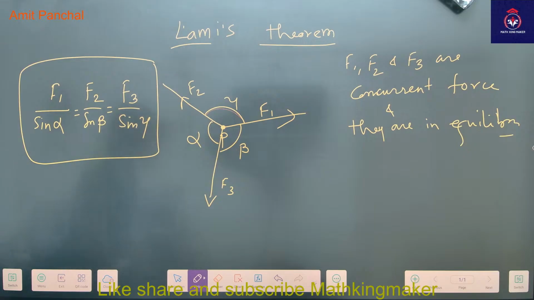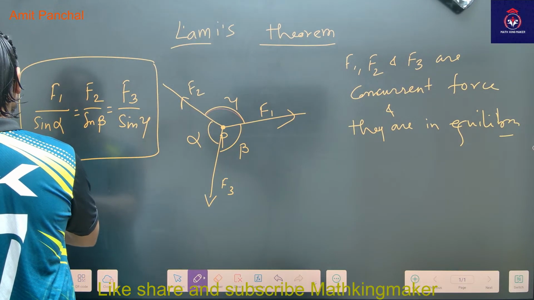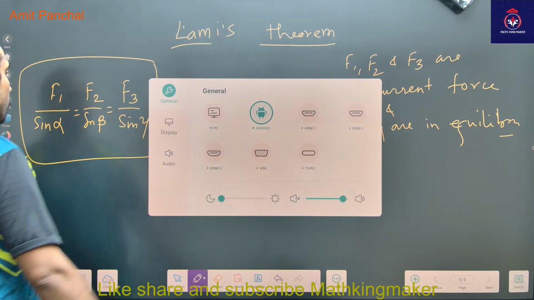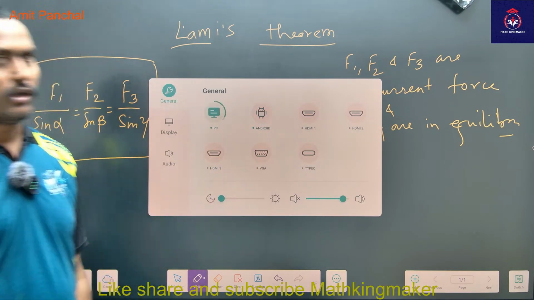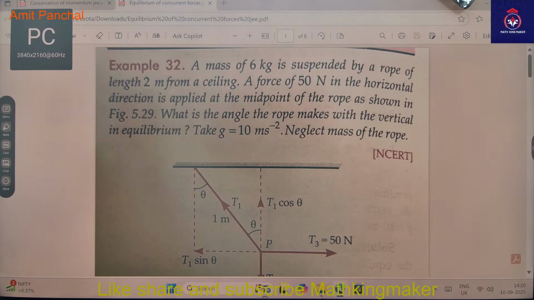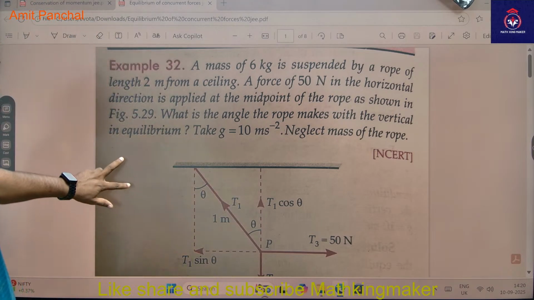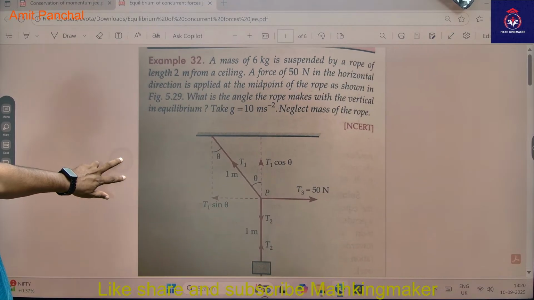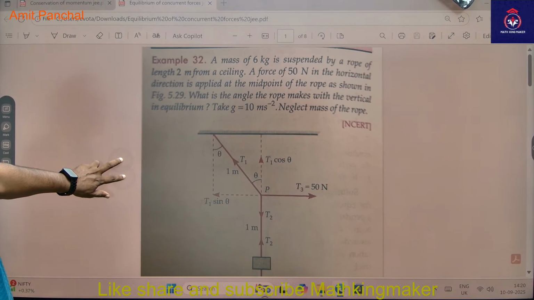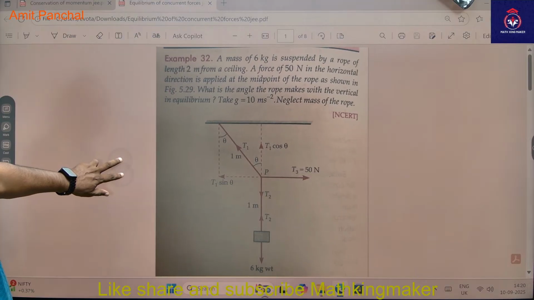Okay. So now we'll do some questions, then you will understand how Lami's theorem works and how equilibrium of concurrent forces works. So we'll take one example. This example is taken from the NCERT book. Is it visible?